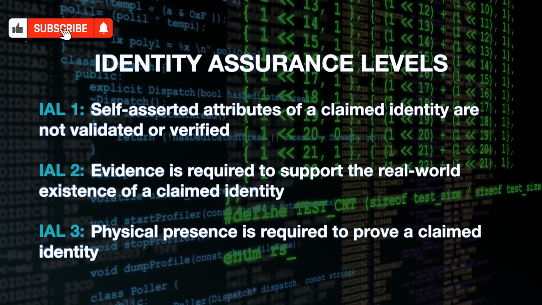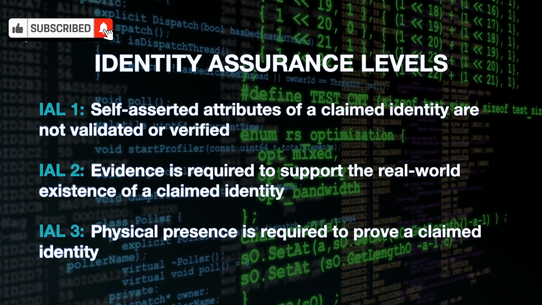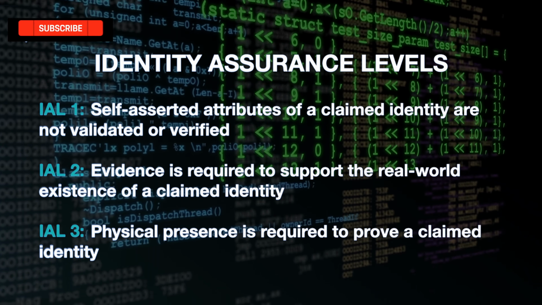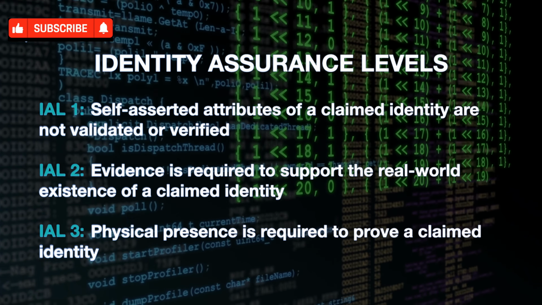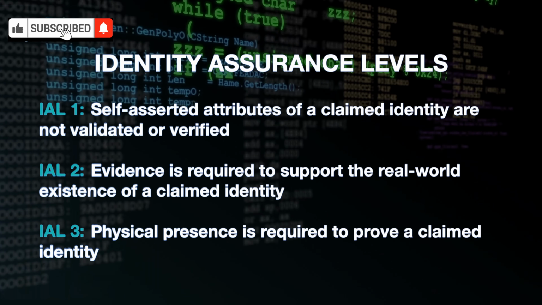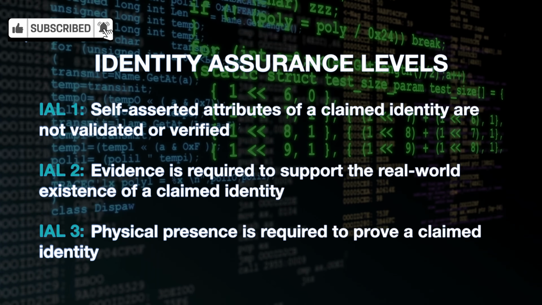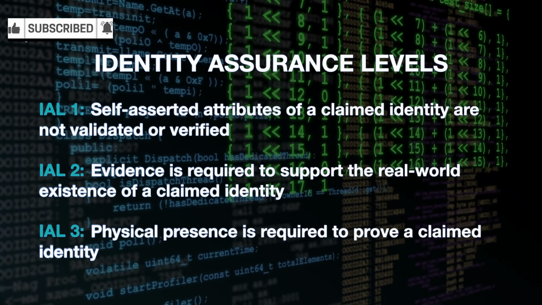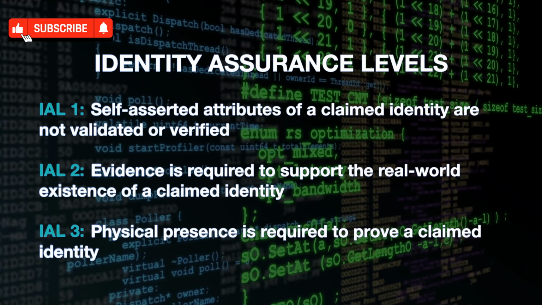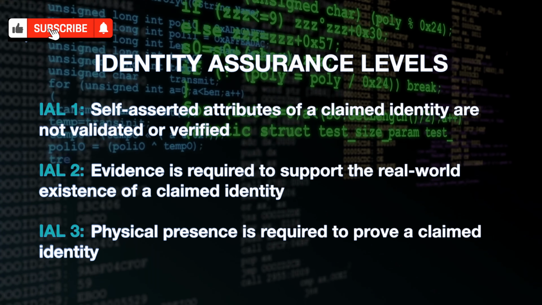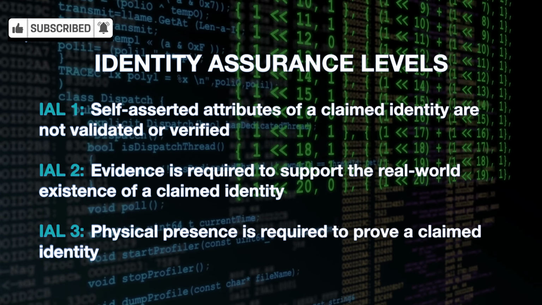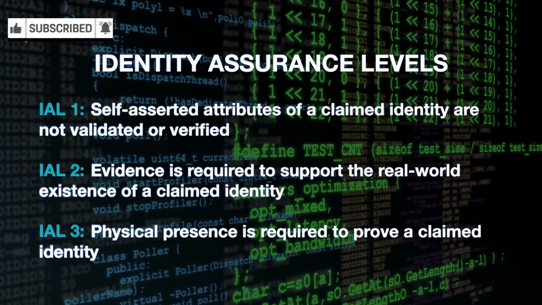And then we have level 3, which is where physical presence is required to prove a claimed identity. So an example is a system administrator account. Because of the privilege involved here, we would require without a doubt that this person is who they say they are. So we have to verify them in person, and they have to provide all of the required credentials to prove they are who they say they are. And we may even include a background check as a part of this process as well.